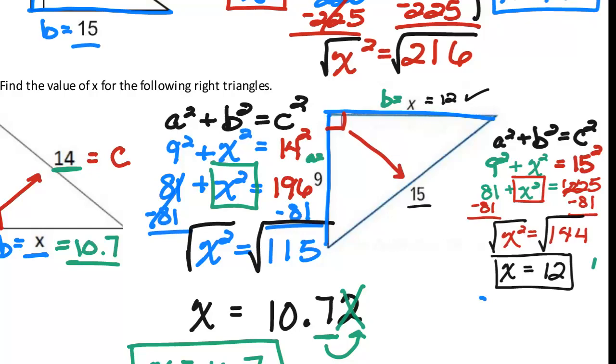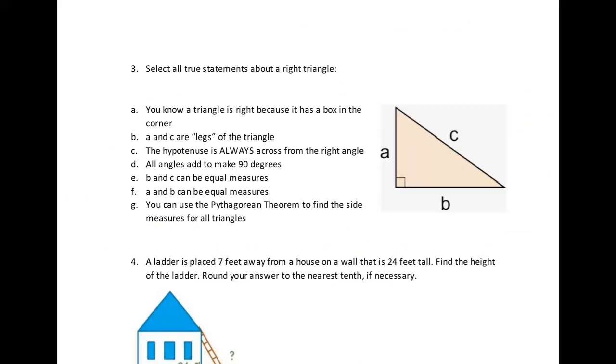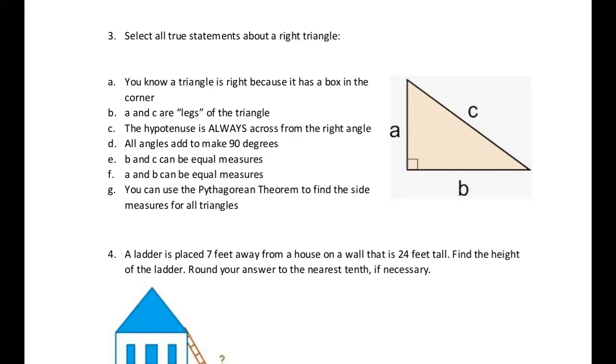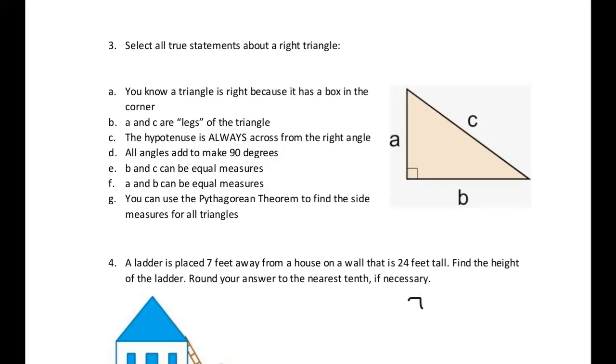All right, let's turn the page. Next, we have kind of a true statements, and we have a couple of word problems. So number 3, I like this problem. It's kind of like see what you know. It says select all true statements about a right triangle. Letter A, you know a triangle is right because it has a box in the corner. Is that true or false? That is true. If it has this right angle box in the corner, then that is a right triangle. Okay, so that one's true.